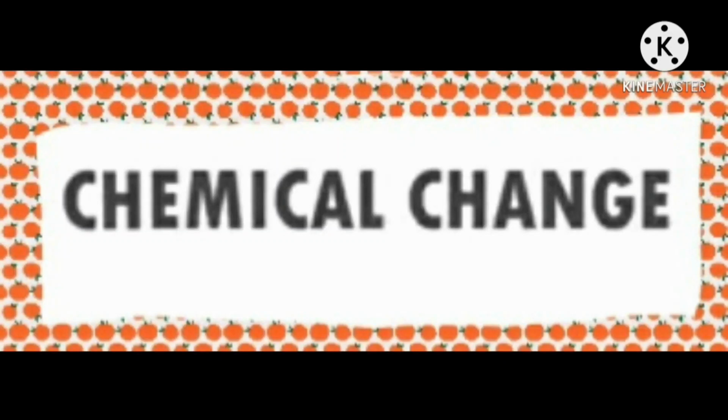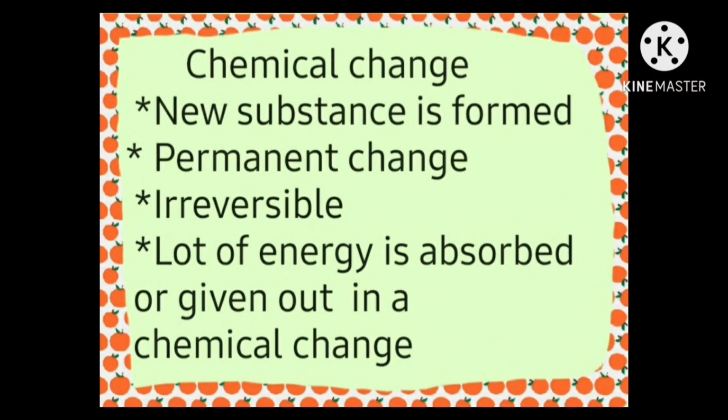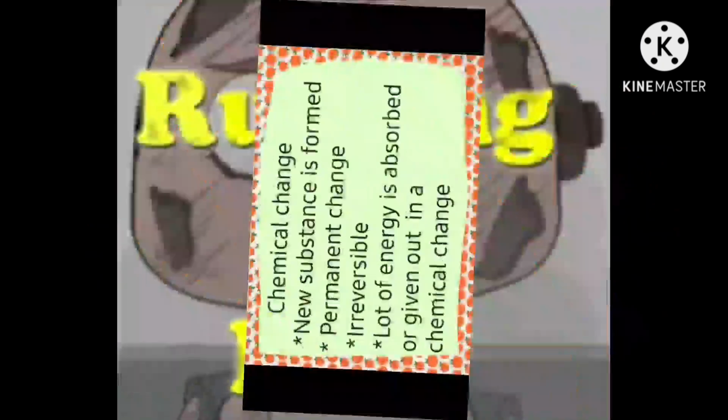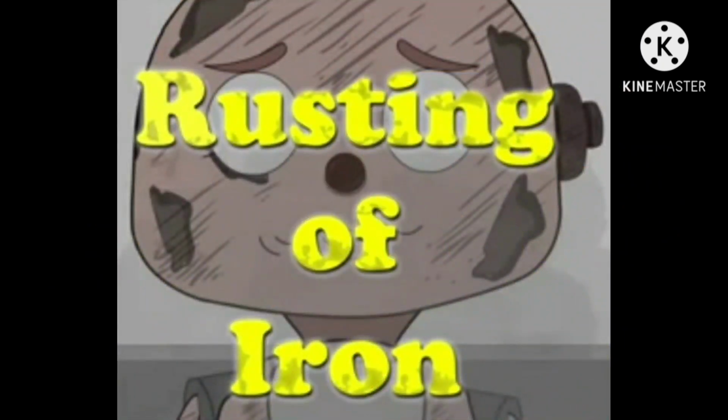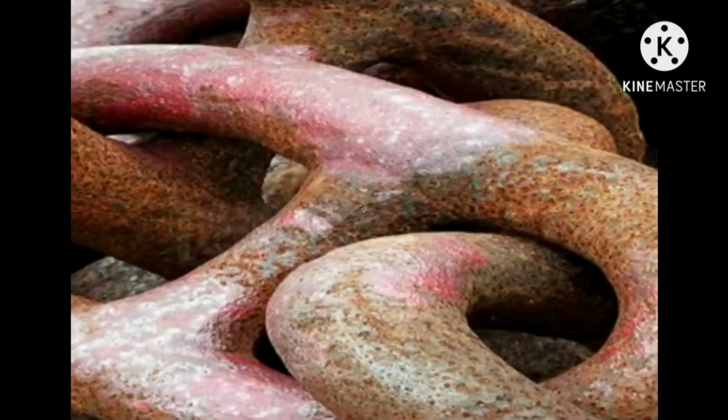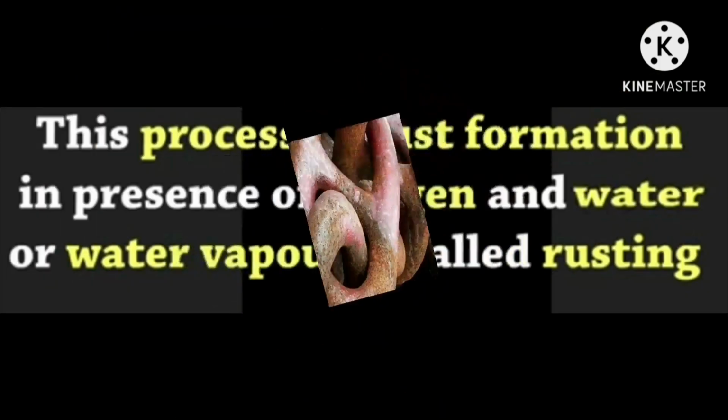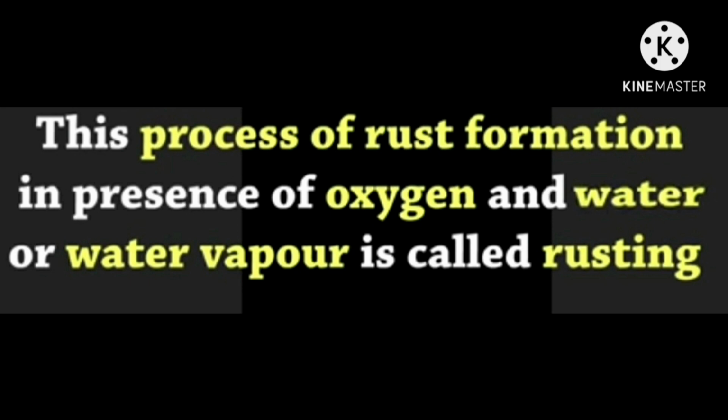Dear children, you have already learned what is a chemical change. Let us know more about rusting of iron. When an iron object is left in damp air for a considerable time, it gets covered with a reddish-brown flaky substance called rust. This is called rusting of iron.